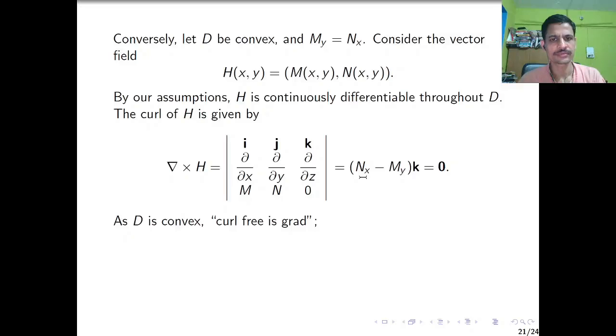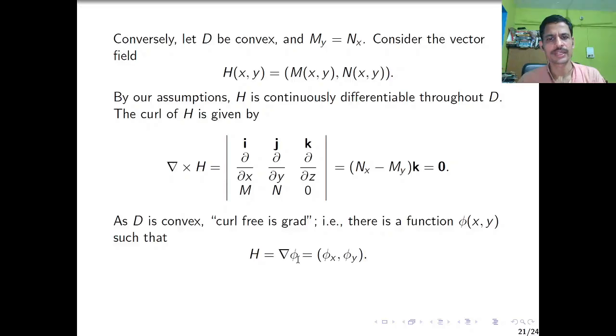So we can use the result from our calculus that if the region D is convex, then curl free is a gradient function. So curl free is grad. Here we see the curl is 0, so that's curl free. That means h can be realized as the gradient of some function phi. So there exists a phi in variables x and y such that the gradient of phi is h.